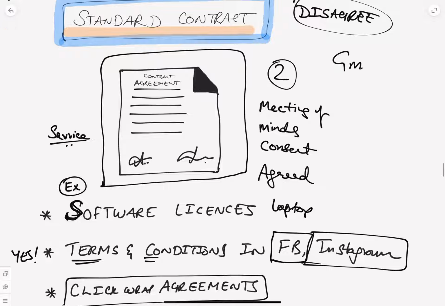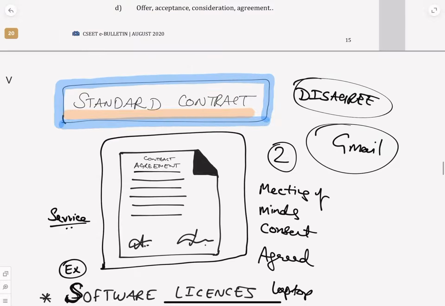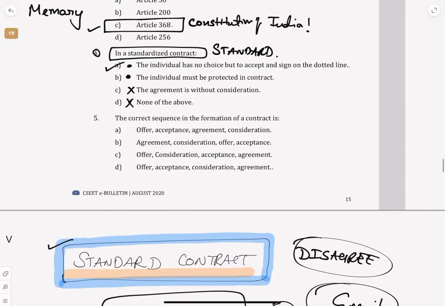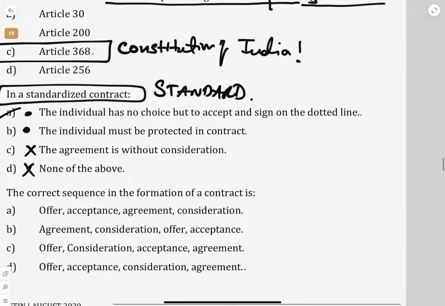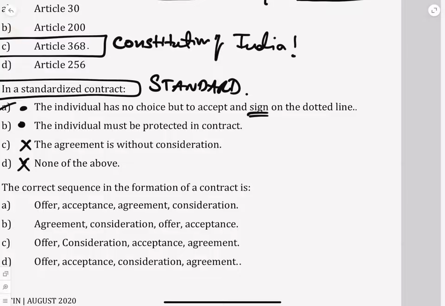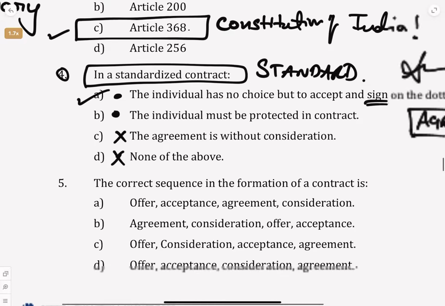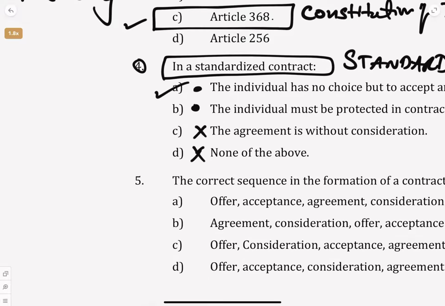When you open a simple Gmail account, you would have actually entered into a standard contract where you would have just signed on the dotted line. Online you can't sign, so you would have clicked the button agree. If you don't agree, don't enter the contract. Just because some student told, sir, then it is something like forcing. No, sir, it is coercion. Coercion to enter contract. There is no scope for negotiation.